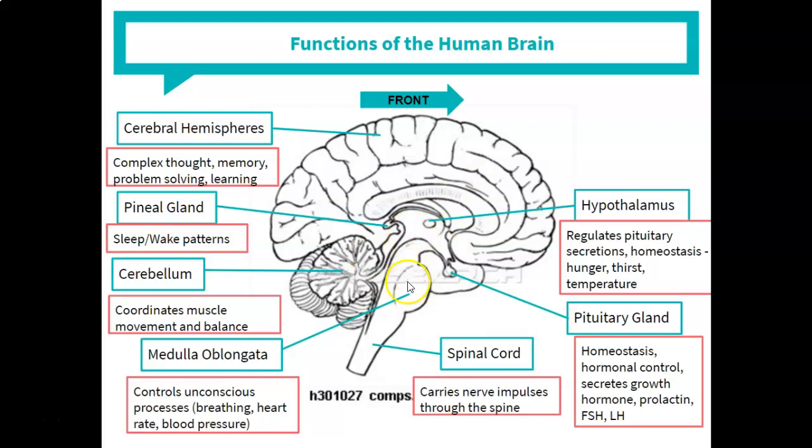Behind all of this and your spinal cord and all of these inner bits is the cerebellum, which coordinates movement and balance, and then all of this other stuff, which is the pink part of your brain, is your cerebral hemispheres, which is important for complex thought, memory, basically everything else.